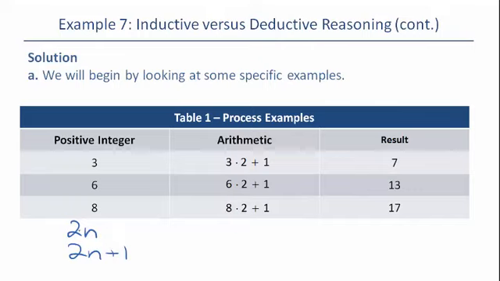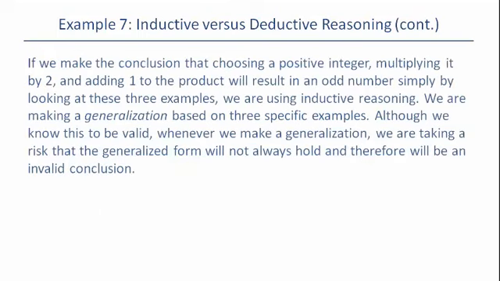Now, even if you didn't know those general rules, you could see the pattern after you played around with enough of them. And we can make the conclusion that taking any positive integer, multiplying it by 2 and adding 1 will result in an odd number by inductive reasoning, because we saw a pattern and we generalized. Yep, that's all it is.